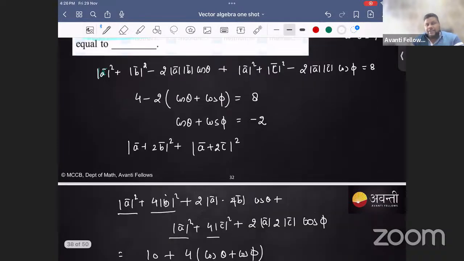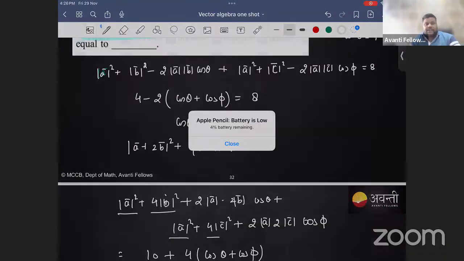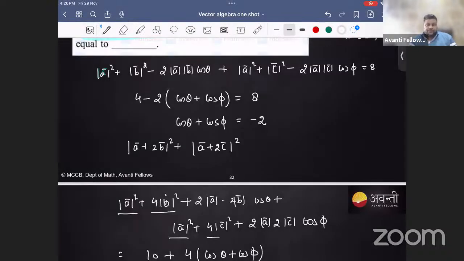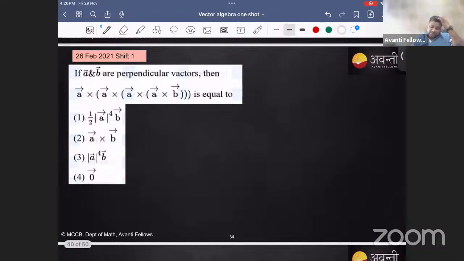So very easily we can find it, even we can separately find theta and phi. Got it? Now, try this one. A and B are perpendicular vectors, then A cross A cross A cross A cross B is equal to half of magnitude A, magnitude A cross B, and whatever. See, try it.